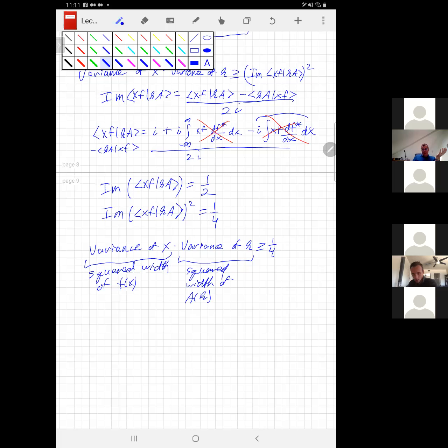Okay, so we got this from the Cauchy-Schwarz inequality. And the Cauchy-Schwarz inequality is an inequality about dot products. It's basically a generalization to functions of just a basic fact about the dot product of two vectors. So we've kind of come full circle.